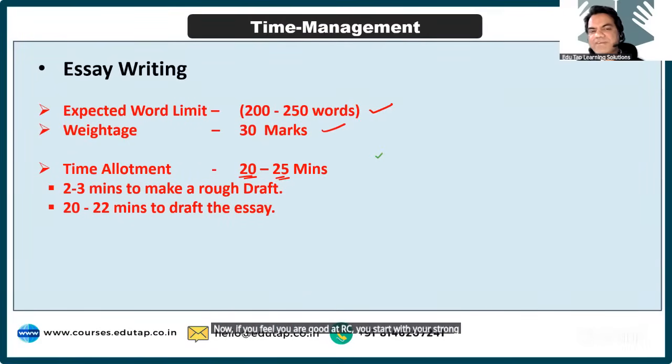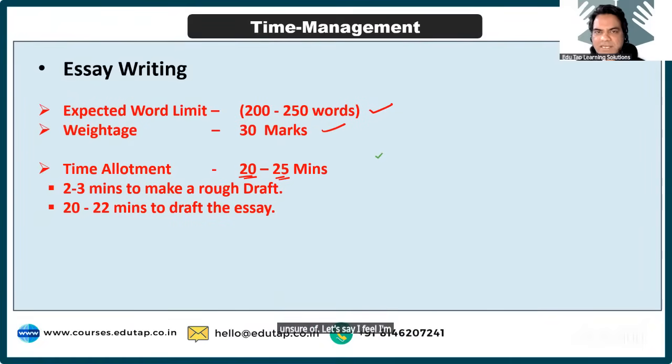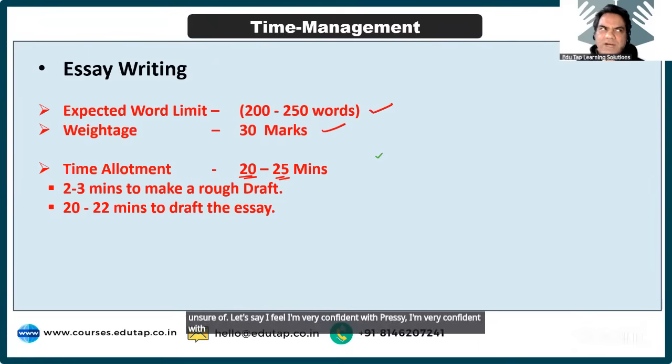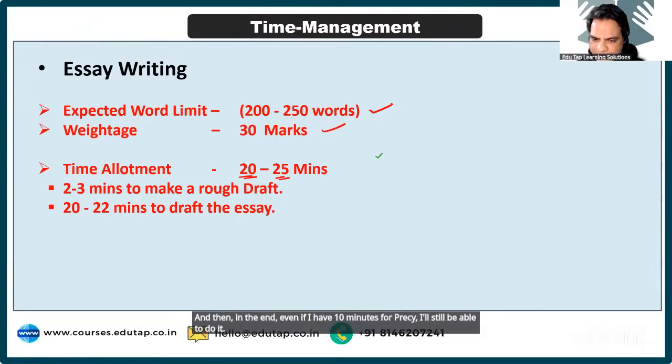Now, if you feel you are good at RC, you start with your strong point and then leave enough time for that particular section or question which you feel a little unsure of. Let's say I'm very confident with précis, I'm very confident with RC, but I feel a little underprepared for essay. So I'll start with RC, then I'll have enough time for essay, and in the end, even if I have 10 minutes for précis, I'll still be able to do it. So that would be my approach.